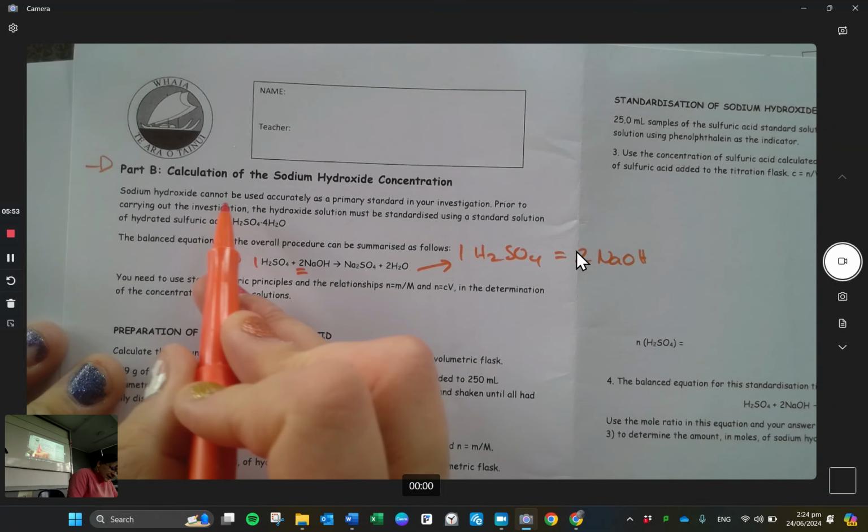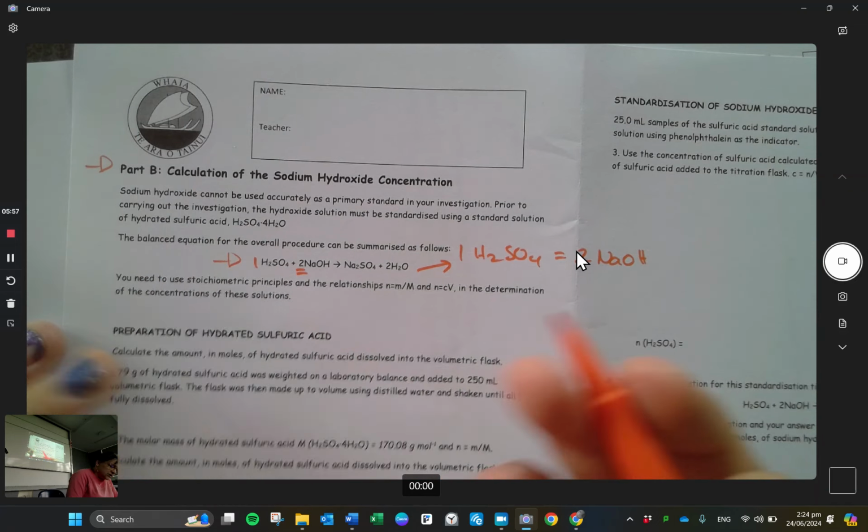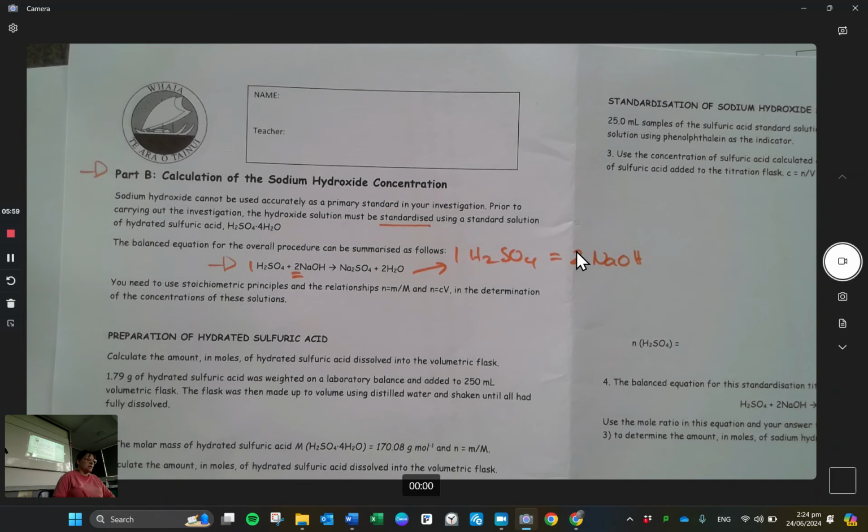Sodium hydroxide cannot be used accurately as a primary standard against your investigation. We need to standardize it. So we're just checking to make sure that it is a 0.1 concentration. Are we okay with that so far?